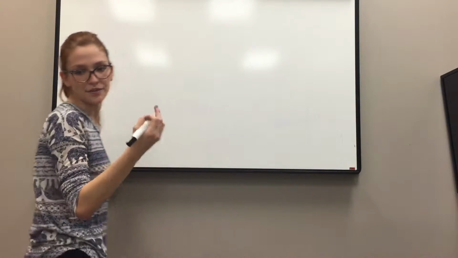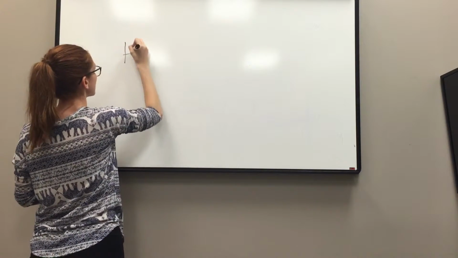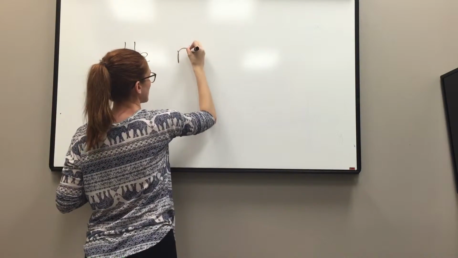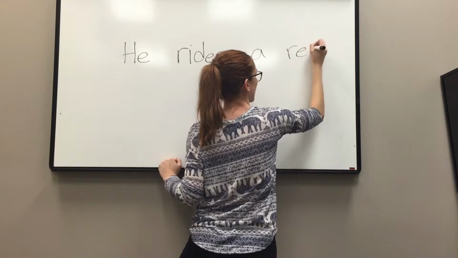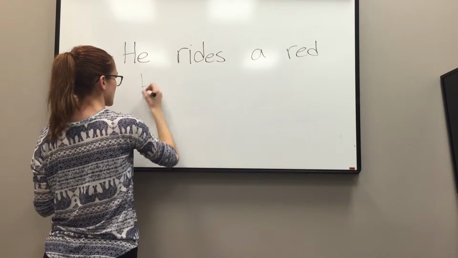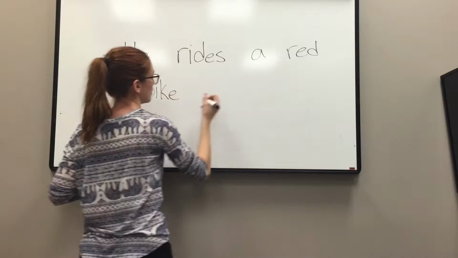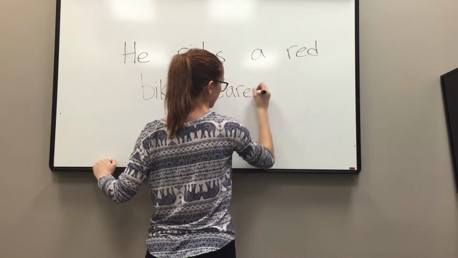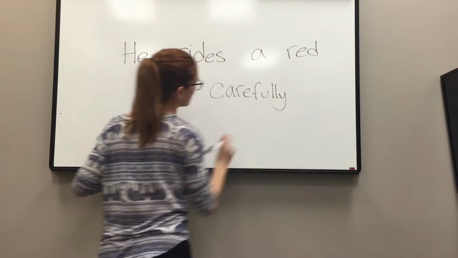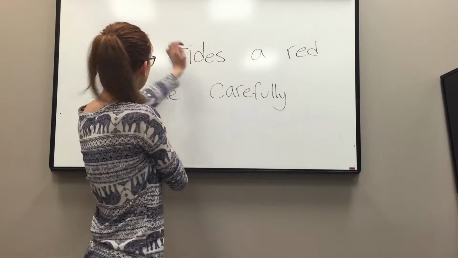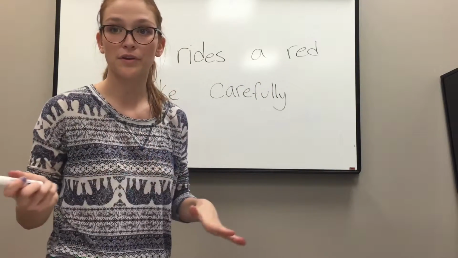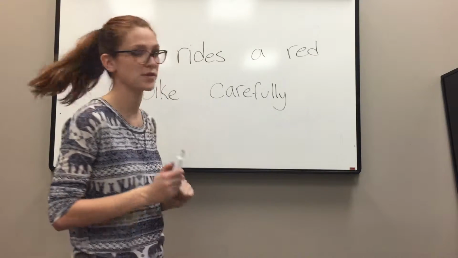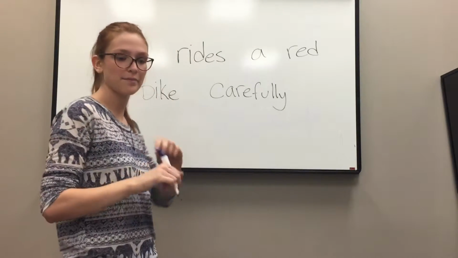Okay, now that you've done that, I want you to write down the sentence with me. He rides a red bike carefully. And now I want you to go through each word in the sentence and decide what part of speech the word belongs to. Use your graphic organizer to help you. That has some examples on it now, so you can compare these words to that. And I'll give you a couple minutes to do that.